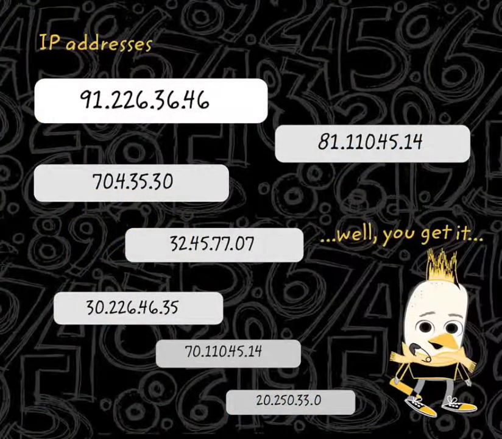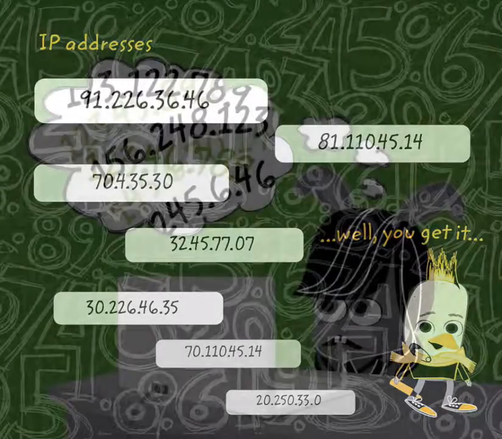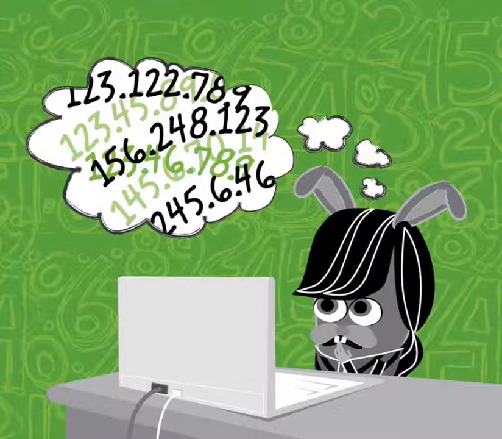Do you remember that computers on the internet talk with numbers and codes? Good. An address to a computer that is connected to the internet can look like this. The number addresses on the internet are called IP addresses. IP addresses are quite long. It can be 91.226.36.46. Well, you get it. Complicated, right? You can't read and remember so many numbers and points.